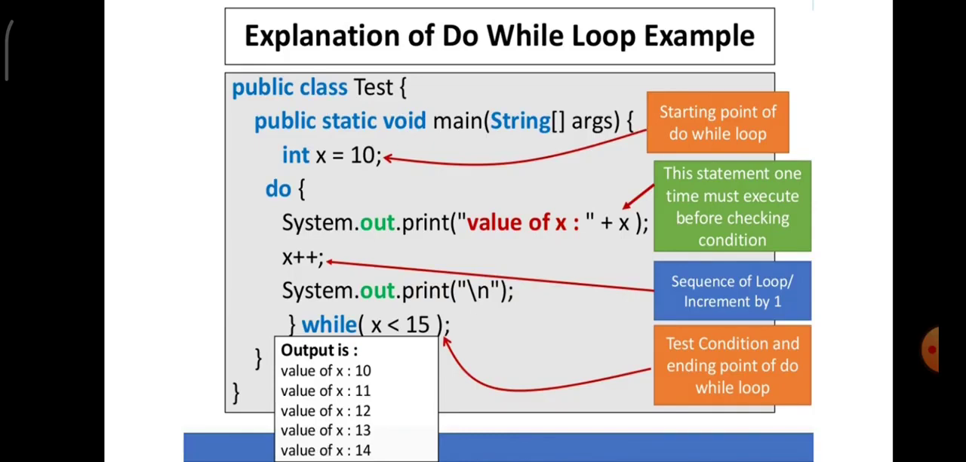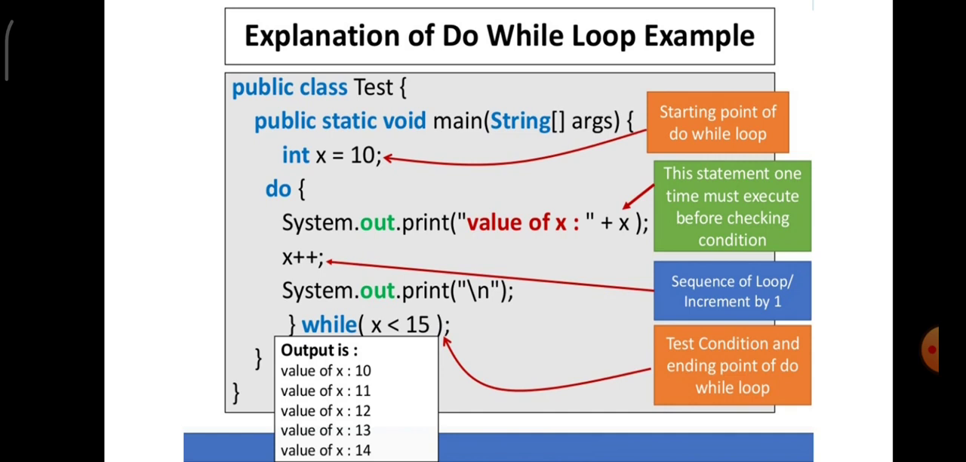So x is 10. Value of x is printed, which is 10. Now it is incremented to 11 because x++ will make increment plus 1 to 10. Now the value of x will be 11. New line is printed. It comes and checks the value. Is 11 less than 15? Condition holds good. It goes above. Then the looping statement, repeated statement is done. Finally the value of x 14 is printed. After that x value is incremented to 15.